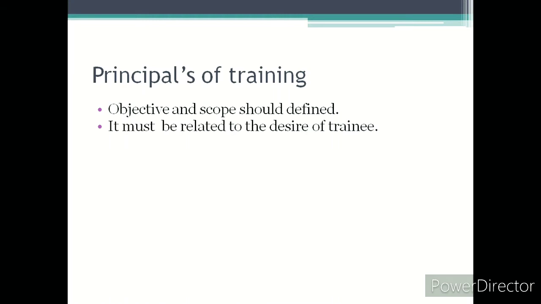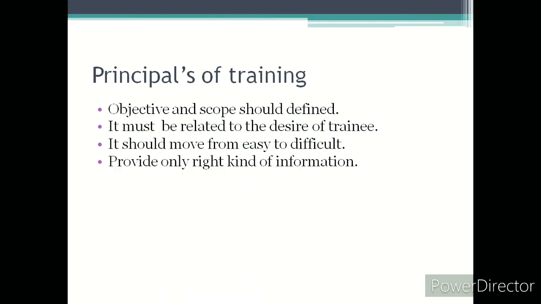Now the second is it must be related to the desire of the trainee, such as more wages, better job, recognition, status, promotion, etc. It is only then that the trainee will be more willing to enter into a training program. So this is the second principle. Now the third is it should move from easy to difficult, because if the task of training is difficult, it is very important to motivate the trainee. So the task will be started from an easy to a difficult level.